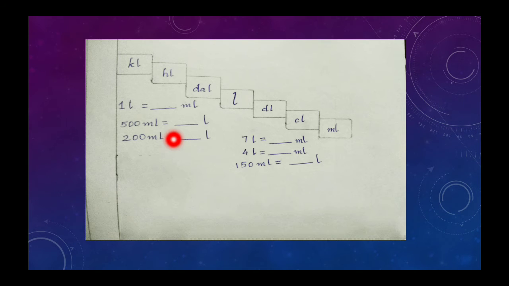And this is the problem page in liters. See, we have 6 problems. So the ladder boxes are here. Let us see how to find this.